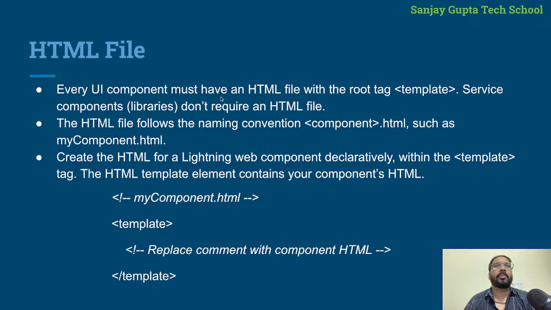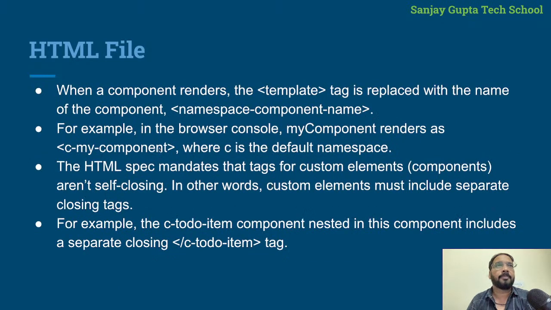Every UI component must have an HTML file, which starts with template and ends with /template. The name should be the same as your folder, then .html, like this. And this is the syntax, right? Whatever you write in your HTML file will be rendered on the UI. When a component renders, the template tag is replaced with the name of the component. So it actually replaces itself like this.